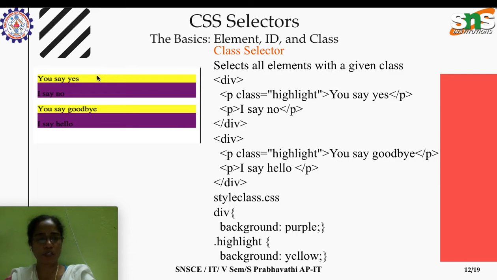Hope you got the output: the background color of paragraph 1 is yellow, and the second division's paragraph background is yellow. By default all the divisions have background color purple, and it is overridden by this class selector. The class selector is prefixed by a dot, then the class name. The core purpose of the class selector is that we can apply this style to a number of elements by mentioning the class equal to that class name.